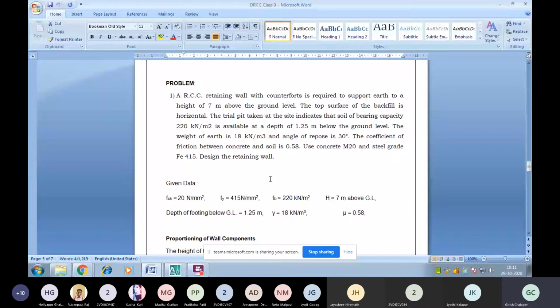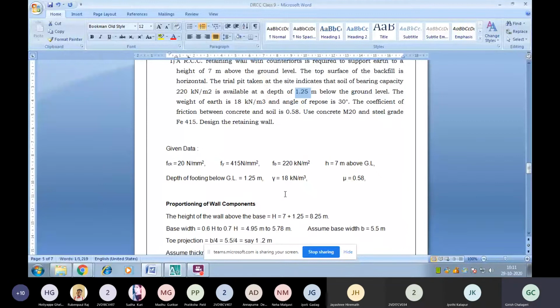The retaining wall is a counterfort. So when the problem is given, first try to write the given data. Given data, it is very clear. What is given here? M20 grade, fck 20, Fe415. Density is 18. SBC is 220 kilonewton per meter square. Then the height, the small h, this is not capital H, this is a small h, I can say h dash, which is 7 meters above ground level. Then the depth below ground level is 1.25. Then the total height will be 7 plus 1.25, that is 8.25.